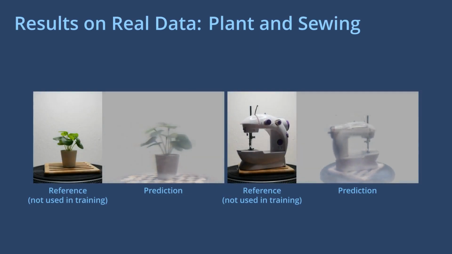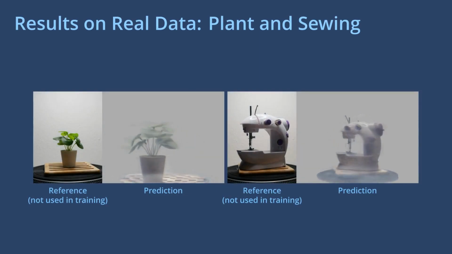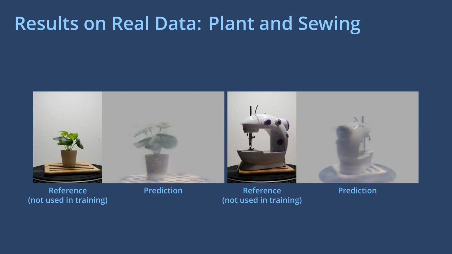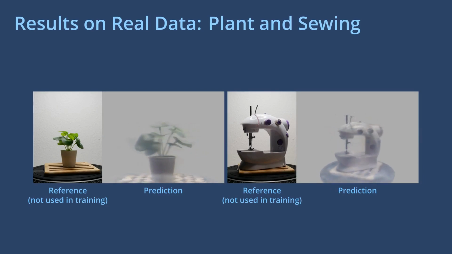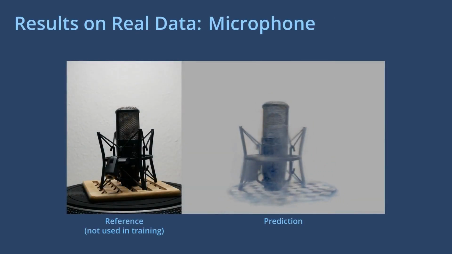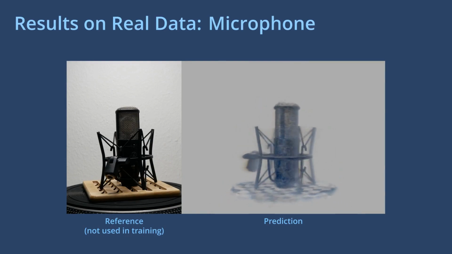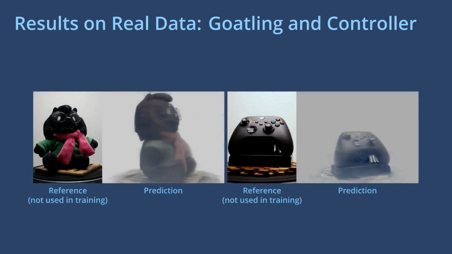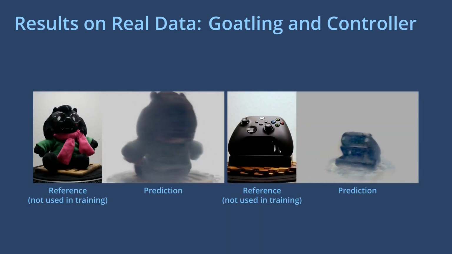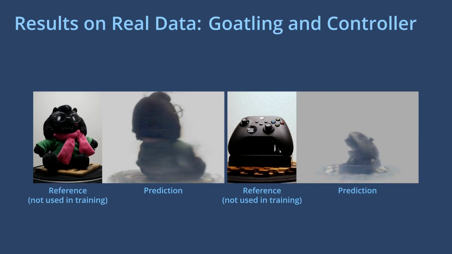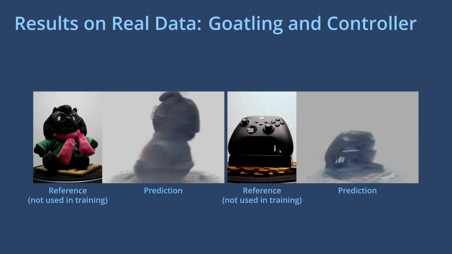In the fake plant sequence, the model can reconstruct every stem and leaf of the plant and even the 1 pixel wide needle of the sewing machine. In the microphone sequence, it reconstructs even the mesh of the microphone, similarly to the synthetic case. In the Goatling and controller sequences, we also show handling of high dynamic range by reconstructing both the dark details in the controller and in the fur, and highlights in the glasses.